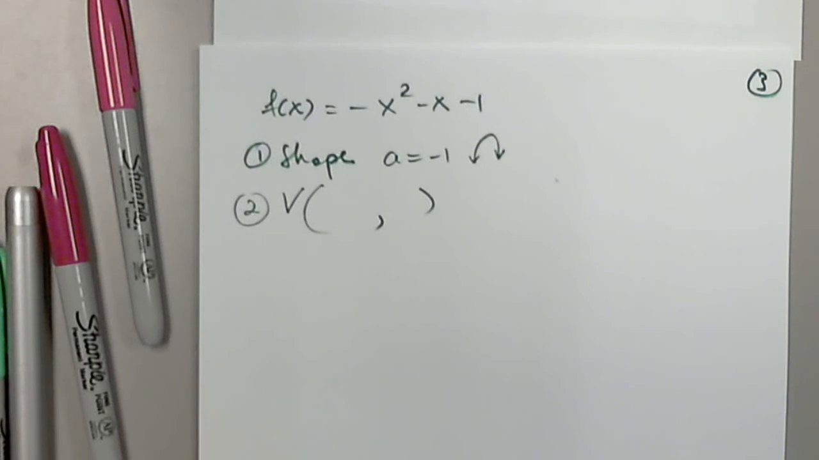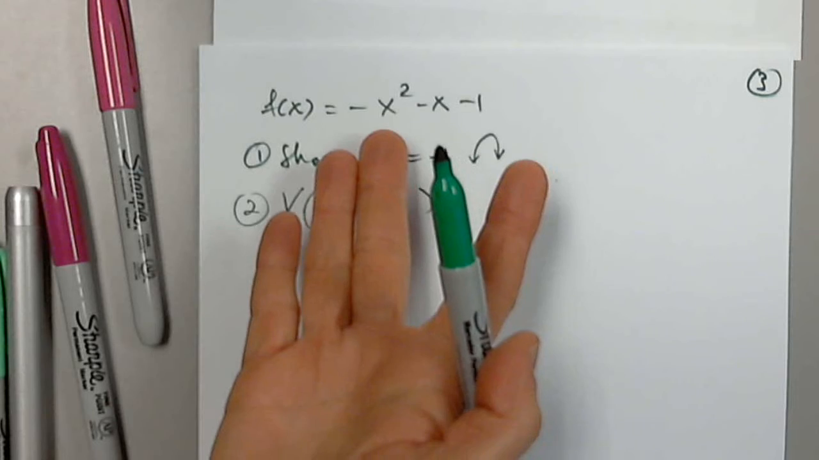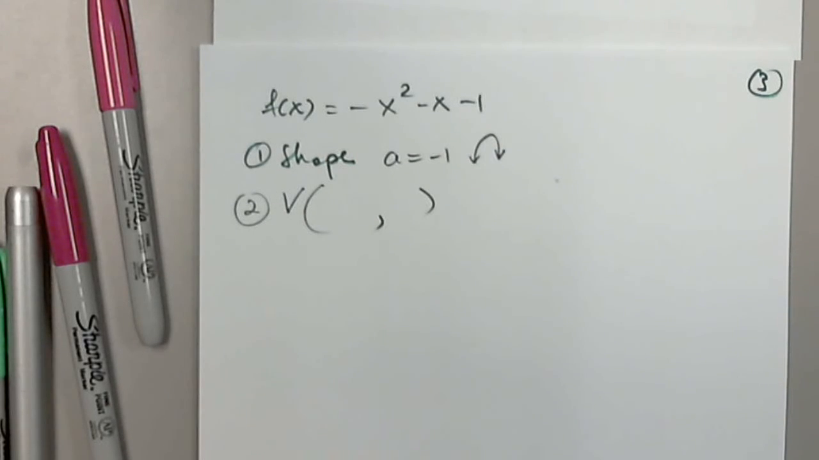Okay, very good. So how do I find the vertex? I see that the function is not given as a completed square. If the function was given with a completed square, I would have determined the vertex in a blink. But here it's not. I will not spend my time to complete the square, absolutely not, because I have a different way of finding the vertex. What is that different way? Negative b over 2a. Remember, it's part of the quadratic formula.